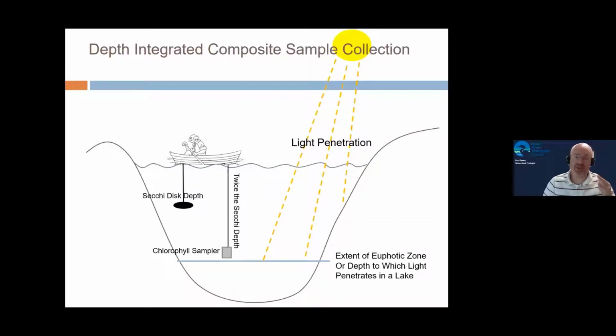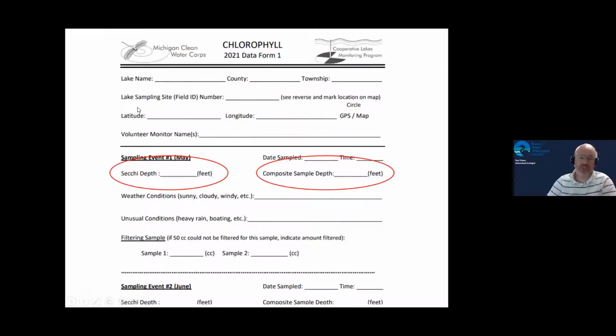That is a depth at which algae is growing. That entire range, from that lowest point, twice your Secchi depth, up to the surface, is where algae is growing. And where algae is growing, that is what we want to sample. So on your data sheet, you will write in the Secchi depth, and then you will double that number and write in your composite sample depth. So you just double the Secchi.